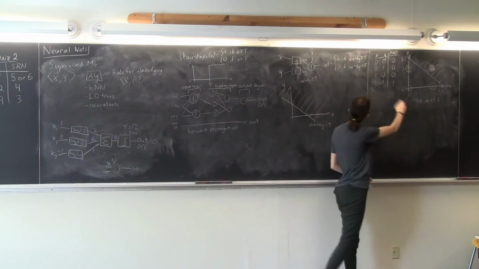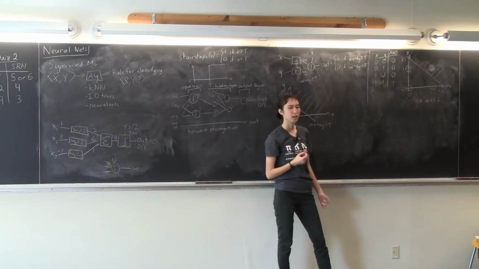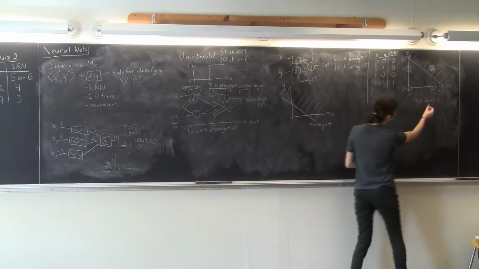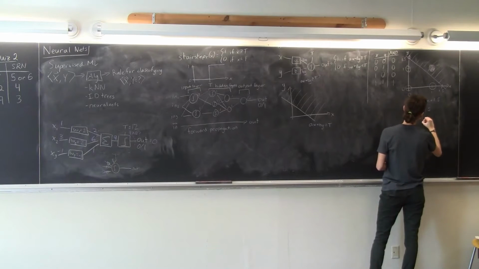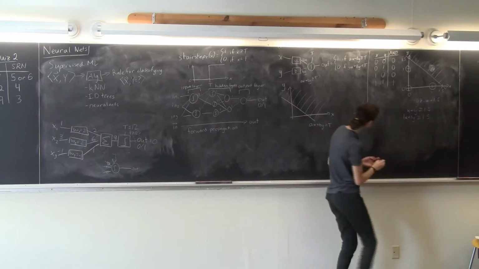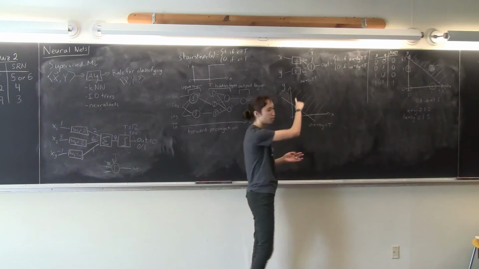So now we just need to rearrange this equation to look like ax plus by is greater than or equal to t. So we can move the x to the other side, and we get x plus y is greater than or equal to 1.5, which is the same as 1x plus 1y is greater than or equal to 1.5. So now we can draw a single neuron neural net like this.